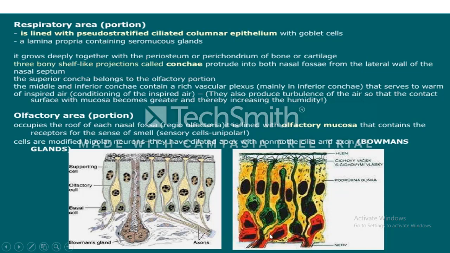This is a schematic picture of the olfactory epithelium: the bipolar cell or hair cell or olfactory cell, supported by supporting cells. Okay, and this is the basal cell. This is the basal cell. In this area you have respiratory epithelium and lamina propria and the venous plexus or swell body. Okay, okay.